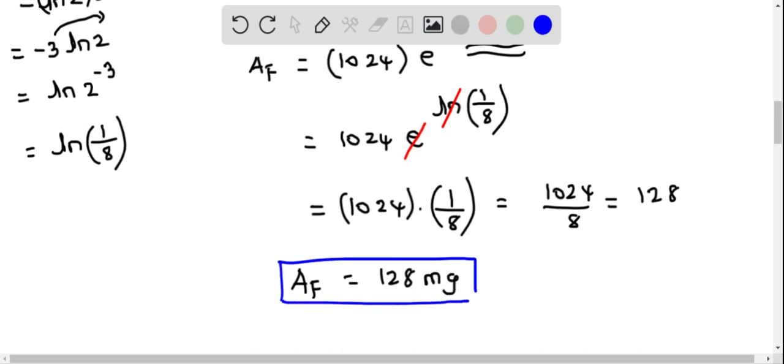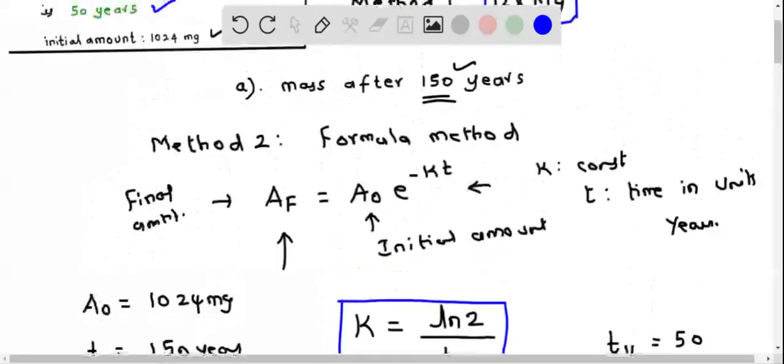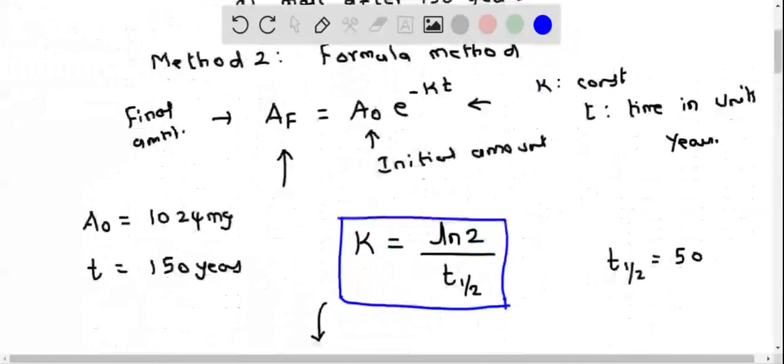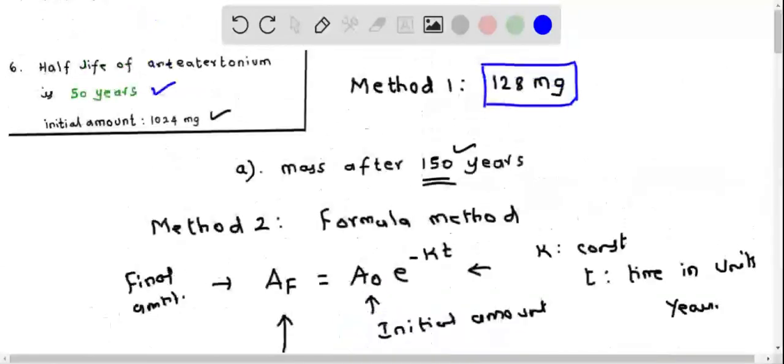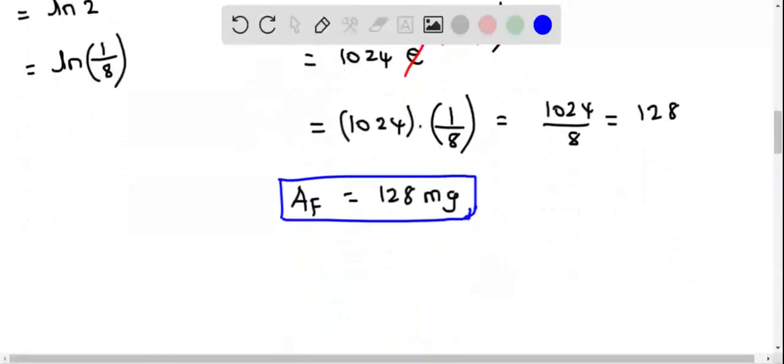So we can now clearly see that in both methods we got the same answer, that is, the final amount is 128 milligrams in the first method, as well as in method 2, where we have obtained the same final value, which is 128 milligrams.